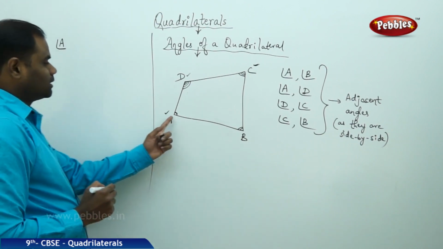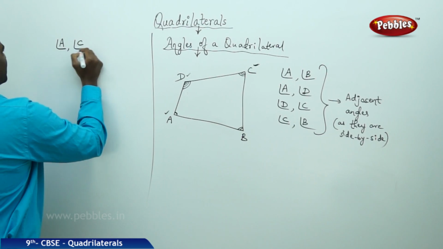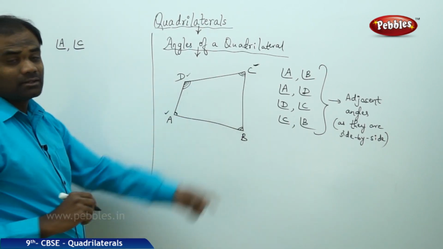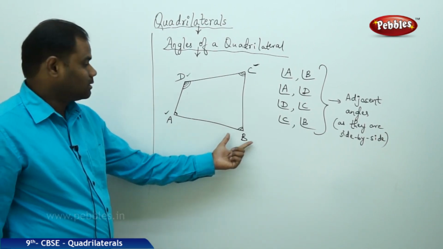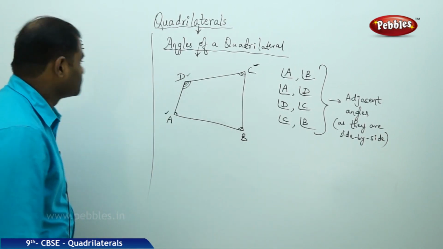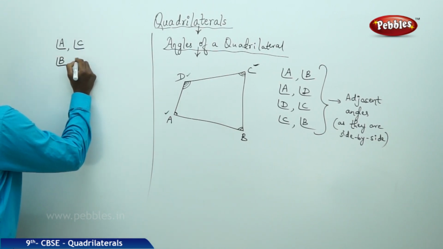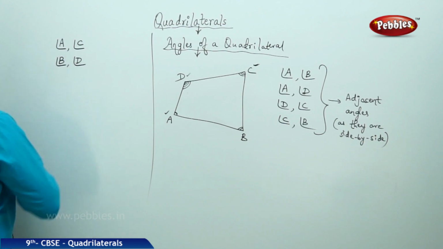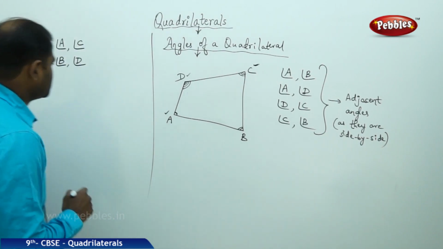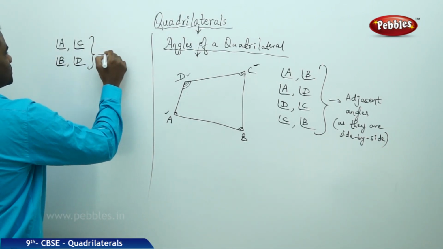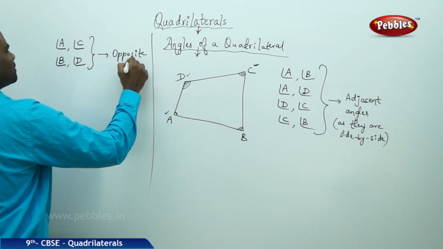First, let me take angle A connected with angle C. Angle A and angle C are not side by side, and also the other pair possible which are not side by side are angle B and angle D. So angle B and angle D are also not side by side. So these are given a special name called opposite angles.